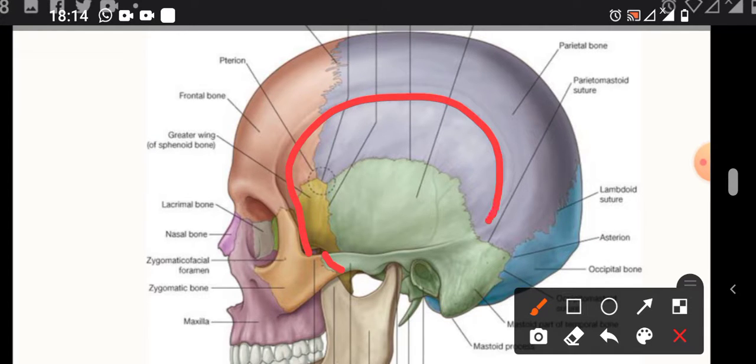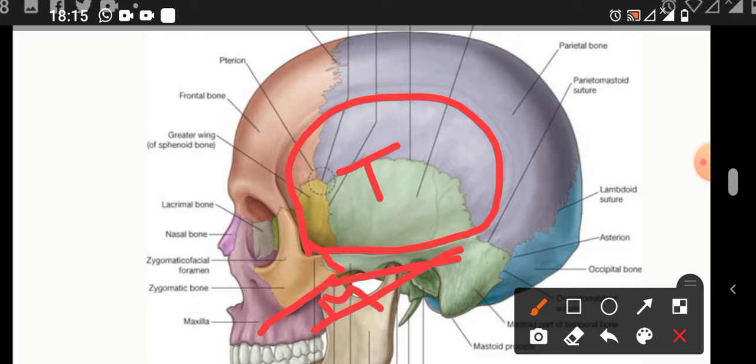Here is the temporal fossa, which is filled by a muscle called the temporalis muscle. Inferiorly, a muscle is attached which is called the masseter muscle. Superiorly the temporalis muscle and inferiorly the masseter muscle. You can feel the contraction of both muscles, temporalis and masseter, by just clenching your teeth.